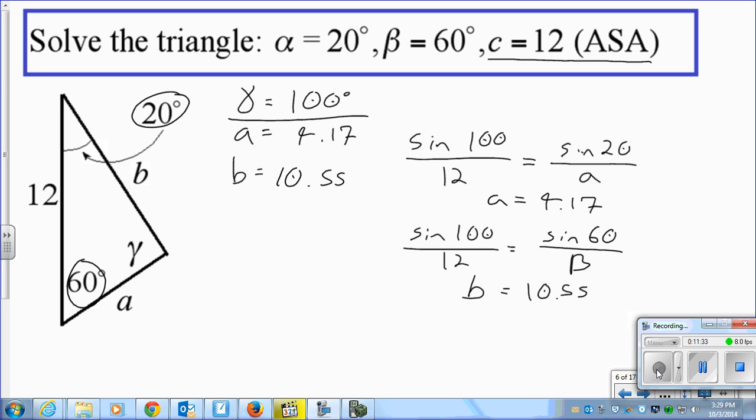So you should see from this, I got A to be 4.17 and B to be 10.55. Again, the smallest angle is 20 degrees, and the shortest side is alpha and A. The next largest angle would be 60 degrees, and my next largest side was 10.55, which corresponds to B. And I can see my largest side, C, corresponds to my largest angle, lambda.